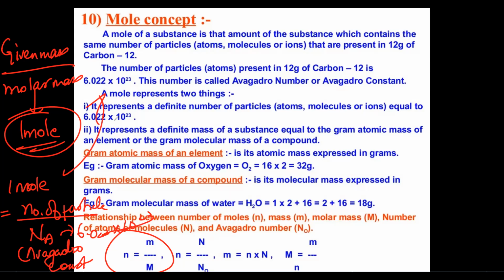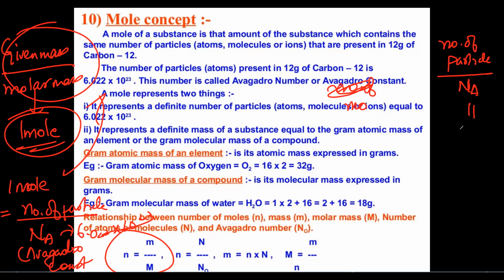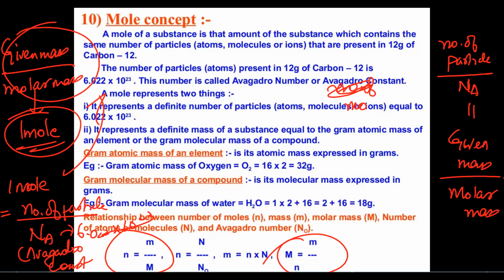So if I combine these two, what am I going to get? Another formula for the number of moles. These two sides are equal. Therefore, I can say number of particles by Avogadro number is equal to given mass by molar mass. This is explained here as follows.